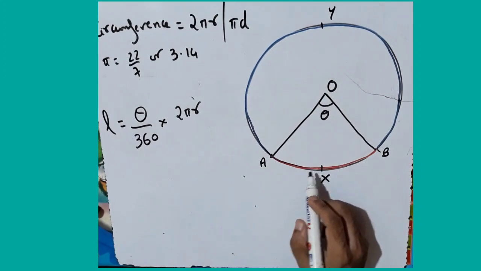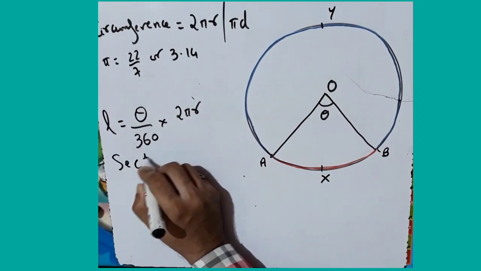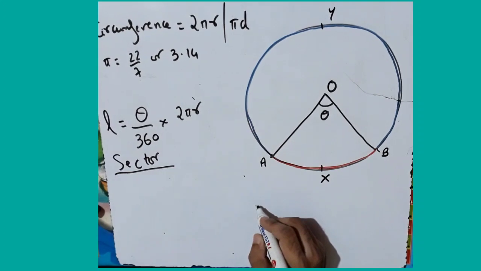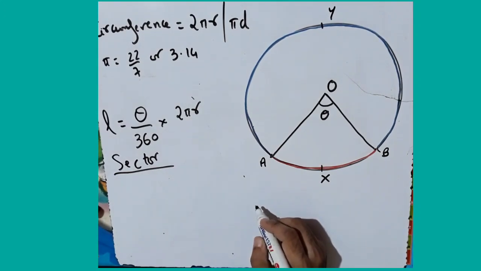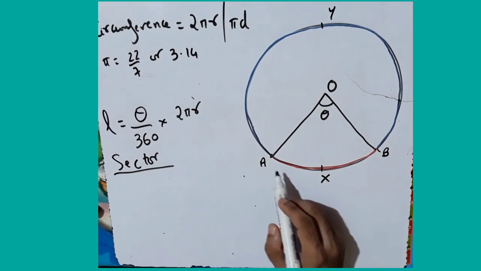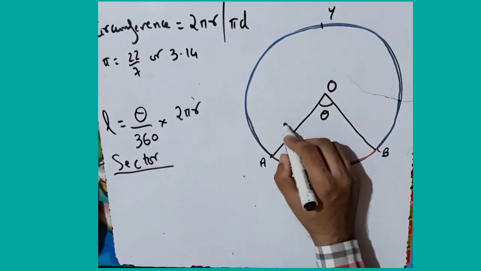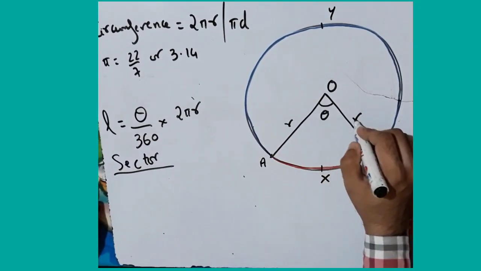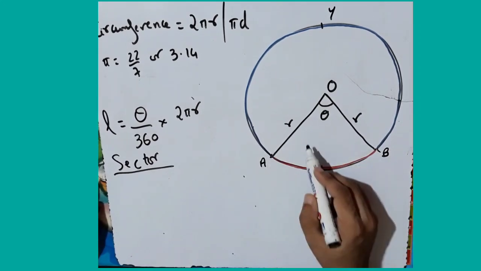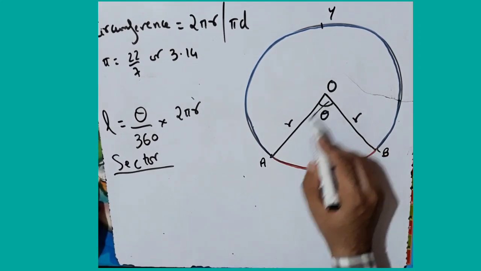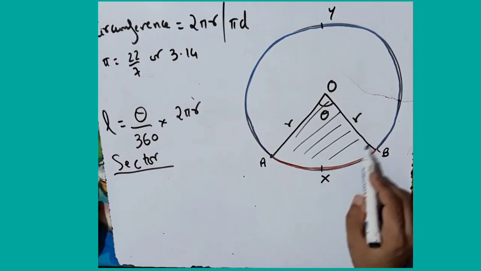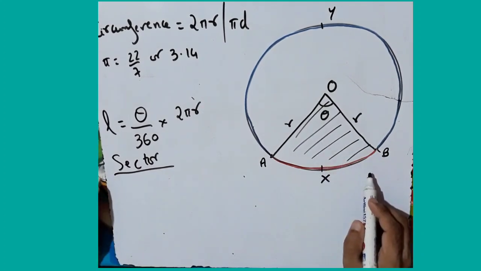Now we come to sector. What is a sector of the circle? Let us see that. The region bounded between the arc and the two radii. The region between these two radii and this arc, I am shading it. This shaded part is the sector region of the circle.